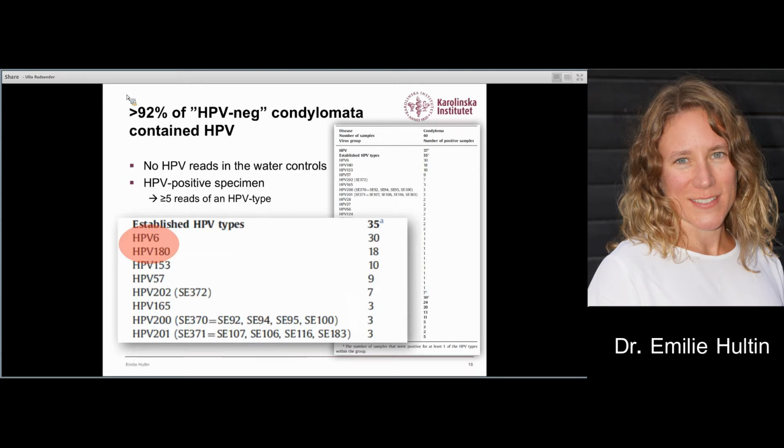So the most common one was HPV 6, followed by HPV 180. These two types were detected in 30 samples and 18 samples, respectively. And the 3 novel types that we found and cloned, type number 202, 200, and 201, were also present in several samples.